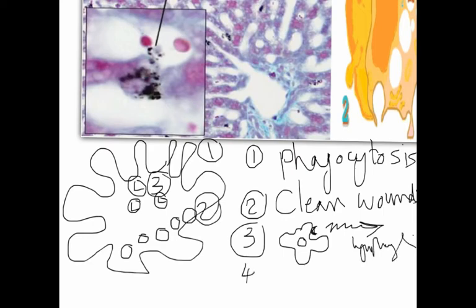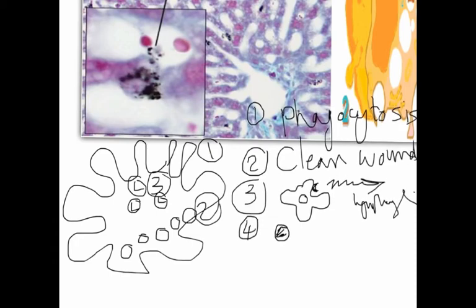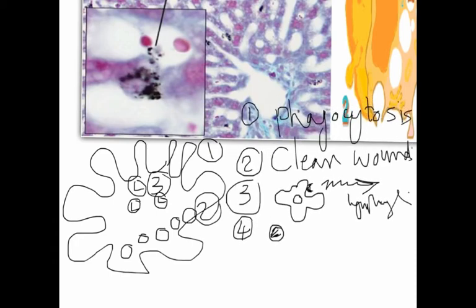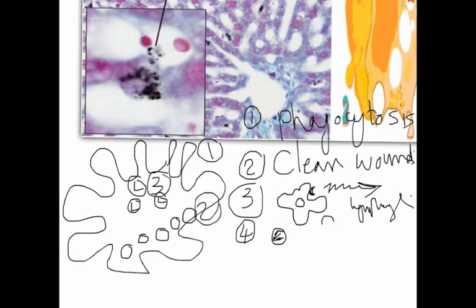Number four, when there is a large foreign body in the connective tissue, they unite together to form a giant cell, a foreign body giant cell. So after this union we will have a big cell with multiple nuclei that will engulf this foreign body. This cell is called a foreign body giant cell.